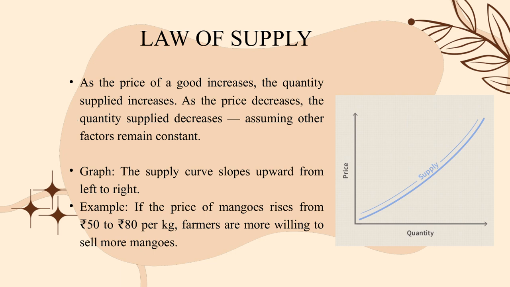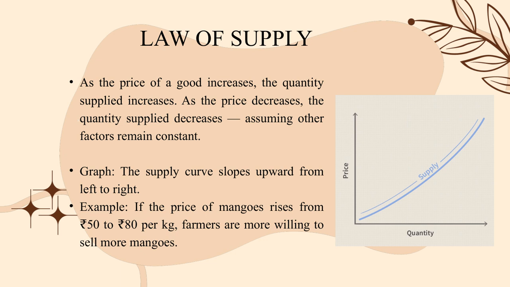If you look at the graph on the slide, you'll notice that the supply curve slopes upward from left to right. This visualizes the idea that higher prices lead to higher quantities supplied. For example, imagine the price of mangoes rising from rupee 50 to 80 per kilogram. Farmers will find it more profitable to sell more mangoes at that higher price, so they increase their supply accordingly.